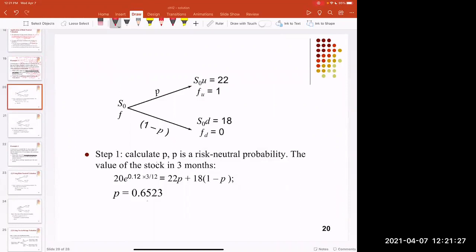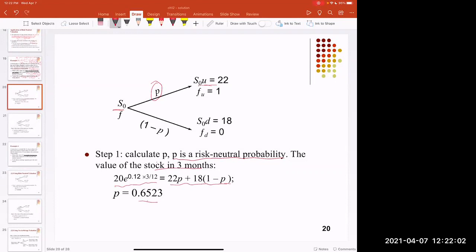So my slide shows step 1. You need to calculate the risk neutral probability, so calculate P. P is the risk neutral probability, which is the probability that the stock price goes up. First we consider the stock, the binomial tree. The value of the stock in 3 months is the expected value of the stock at time T. So you can find the probability.